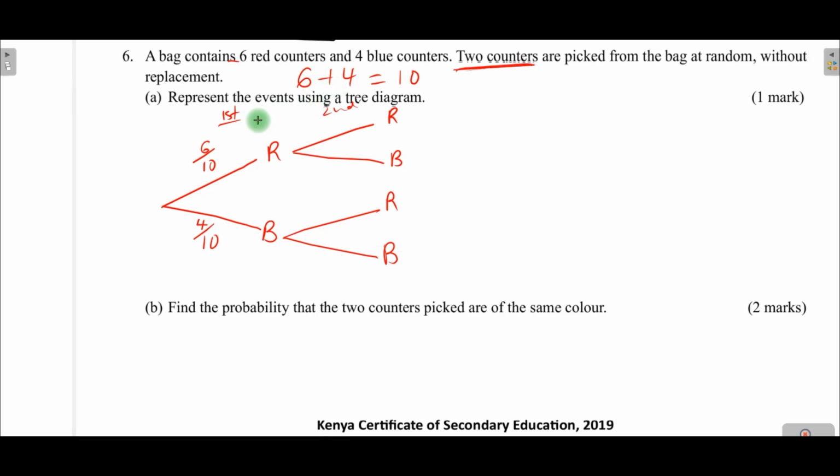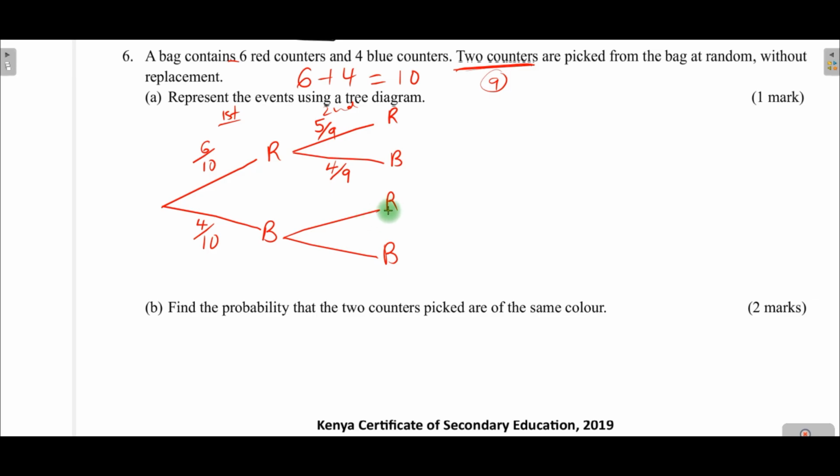Once red was picked, in total for the first pick, now we have 9 counters remaining. And therefore, the number of red, 1 was already picked, so there are remaining 5. So that will be 5 out of 9 for the second pick. Then for blue, in the first pick no blue was picked, and therefore the number of blue counters is still 4 out of 9.